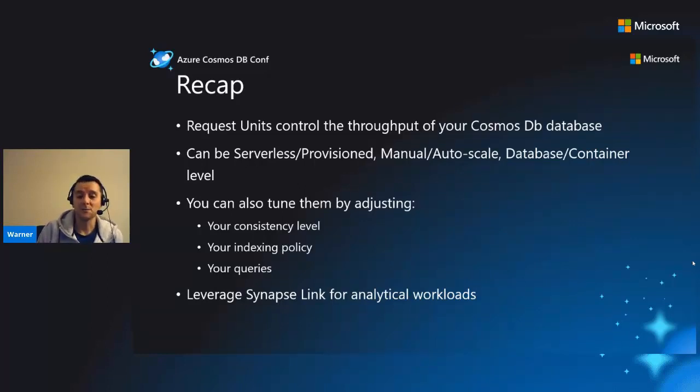And then once we've decided on the optimal consumption model, we can further tune them by adjusting the consistency level, the indexing policy, the queries. And if we are looking at the use case of running an analytical workload on your Cosmos DB data, then the Synapse link allows you to run a full-blown analytical workload on your Cosmos DB data with no ETL and with zero impact on your RU consumption.